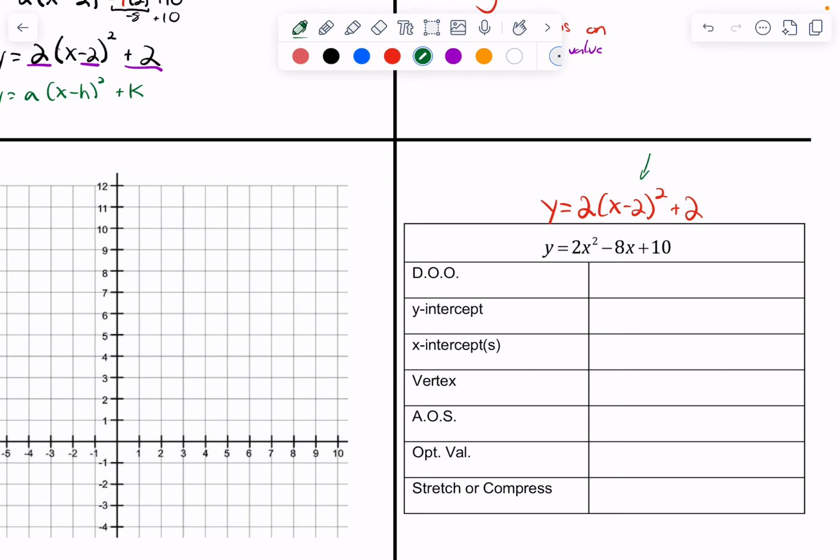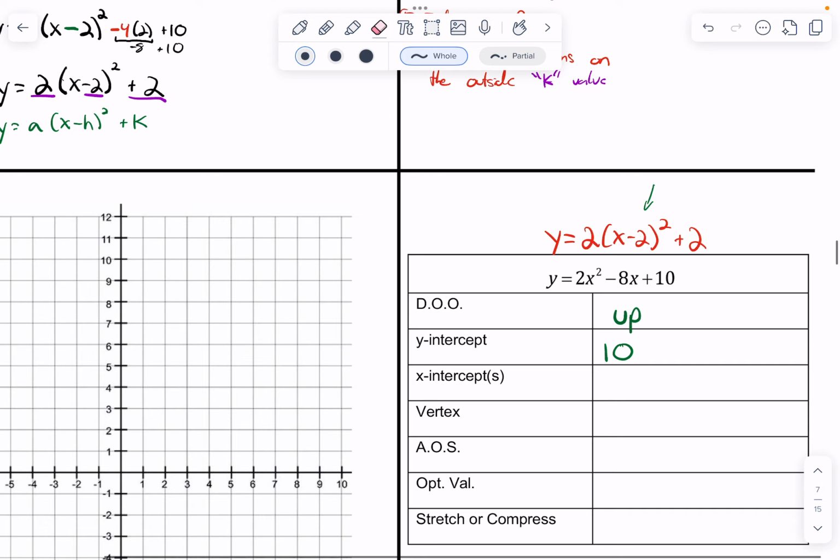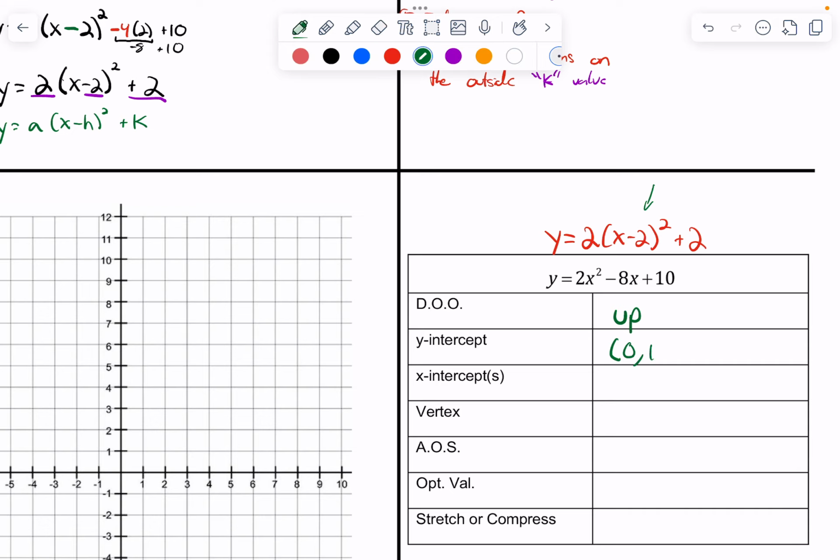So direction of opening, DOO. Well, direction of opening, this is going up because the a is positive. All right, the y-intercept. Well, look right here. This is standard form. That's your y-intercept. The c value is your y-intercept in standard form. So in this case, it's 10. Well, actually, I should put 0, 10.